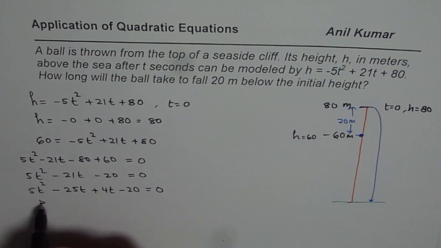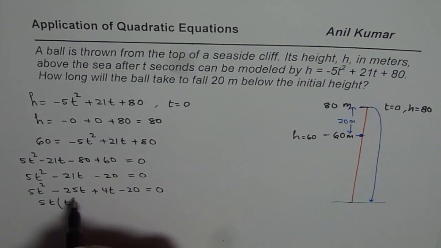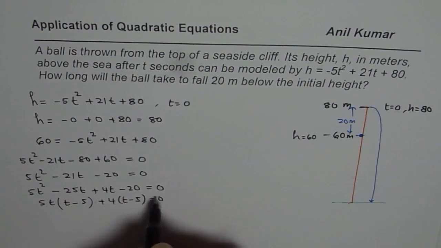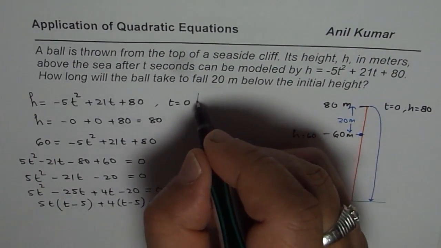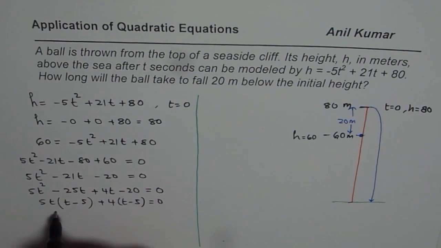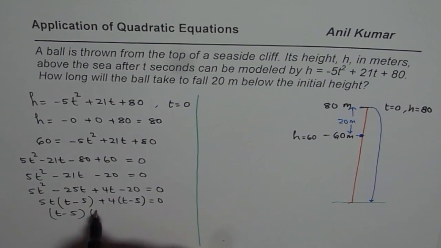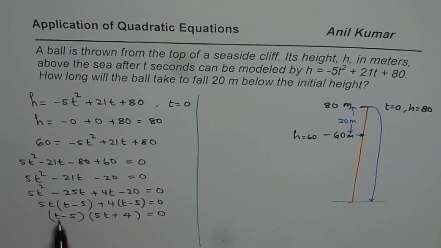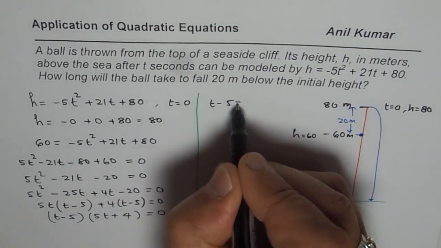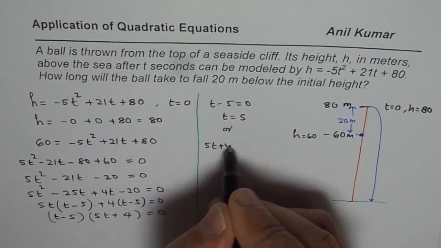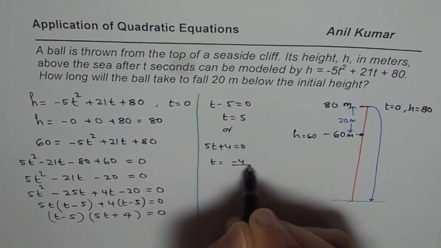Now here 5t is common, so we get 5t times t minus 5, and here we get 4 common, so we get 4 times t minus 5 equals 0. So that is the factored form which we have got. So now let's factor t minus 5, which is common, and we get t minus 5 times 5t plus 4 equals 0. Now this expression will be 0 only if t minus 5 equals 0, that is t equals 5, or 5t plus 4 equals 0, or t equals minus 4 divided by 5.